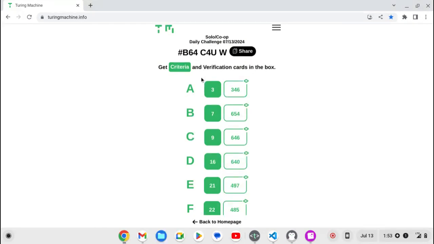So in today's puzzle, we're using the following 6 criteria cards: criteria card 3, 7, 9, 16, 21, and 22. And the puzzle uses the green verification cards. The code above is your way to get more information on today's puzzle by searching the code on turingmachine.info. Let's go solve.